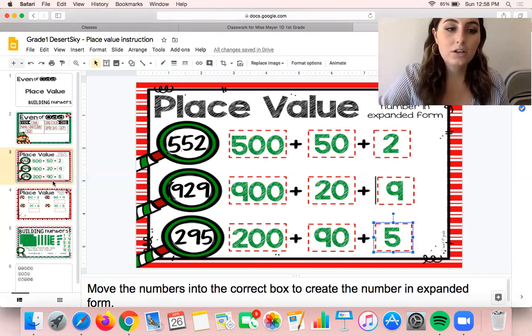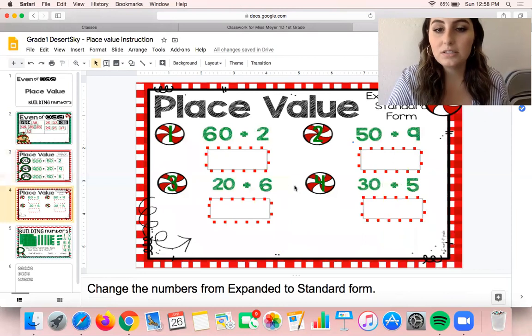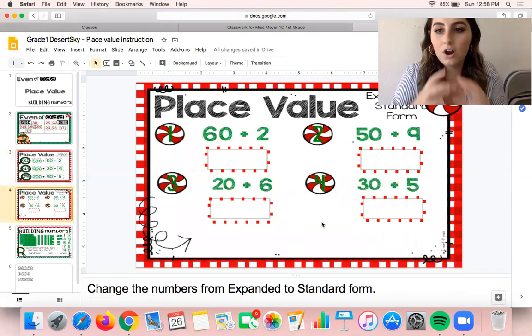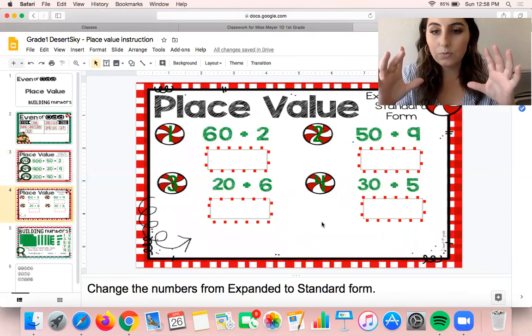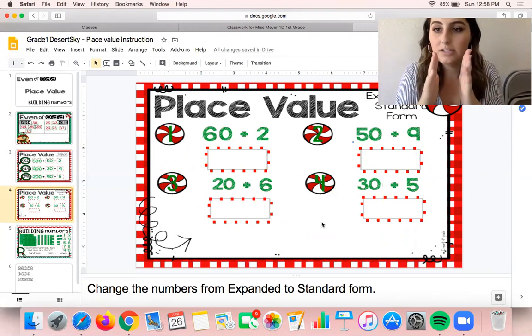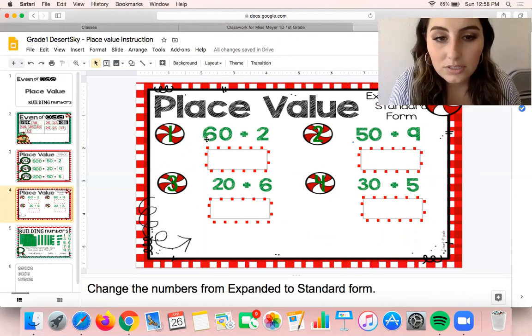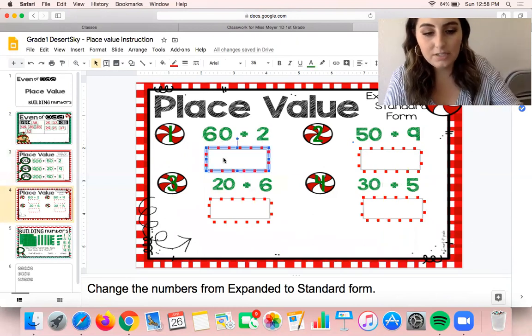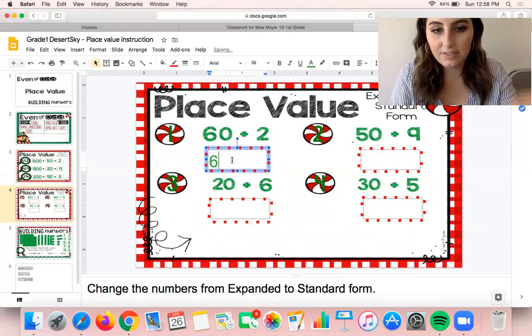All right, now we're gonna go to another place value, but this time we're doing the opposite. They're already in expanded form with zeros. We're gonna take away the zeros and put them in standard form. So 60 plus 2, I'm gonna take away the 0, so I keep the 6, and add the 2 at the end. I get 62.